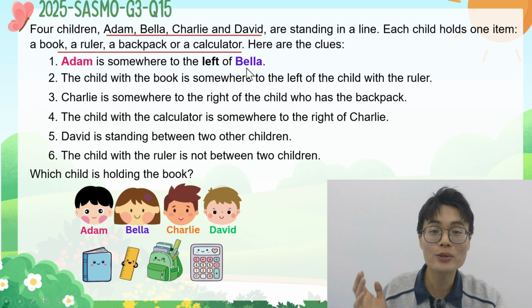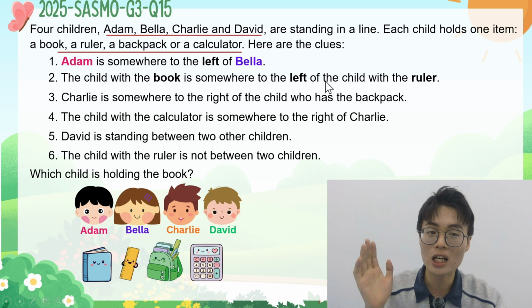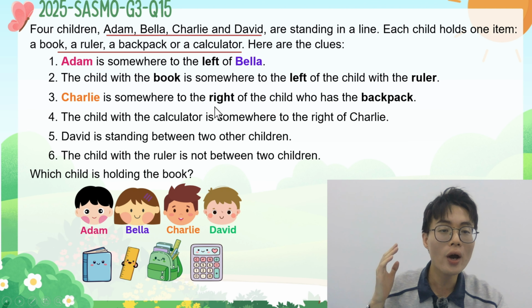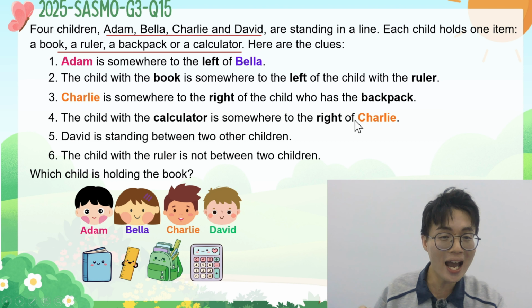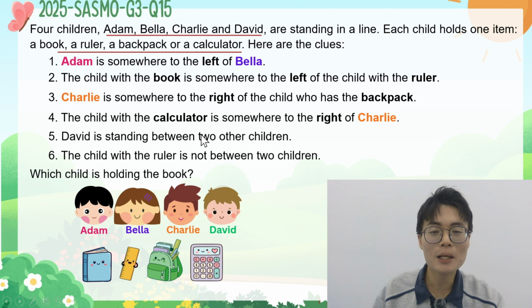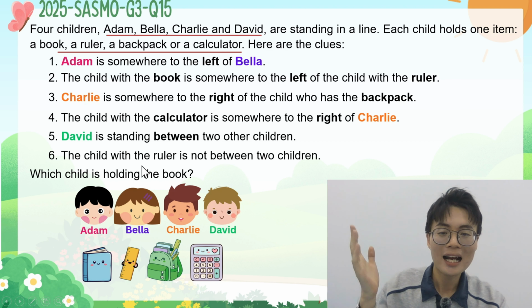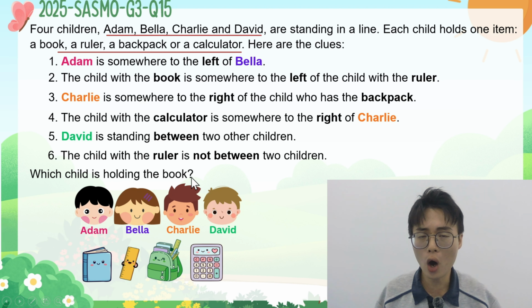Adam is somewhere to the left of Bella. The child with the book is somewhere to the left of the child with the ruler. Charlie is somewhere to the right of the child who has the backpack. The child with the calculator is somewhere to the right of Charlie. David is standing between 2 other children. And the last one, the child with the ruler is not between 2 children. It's asking which child is holding the book.